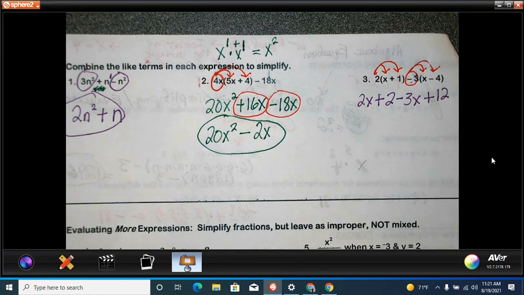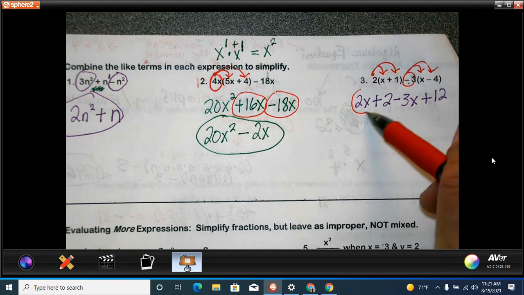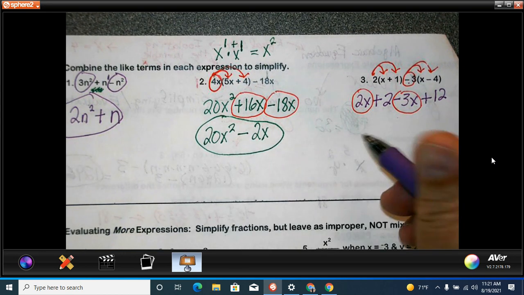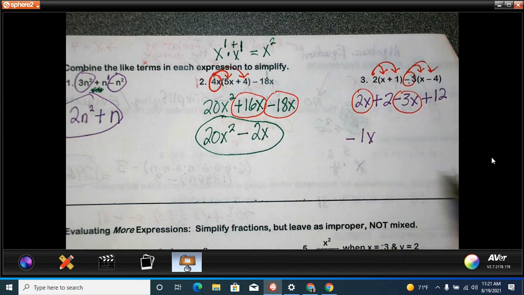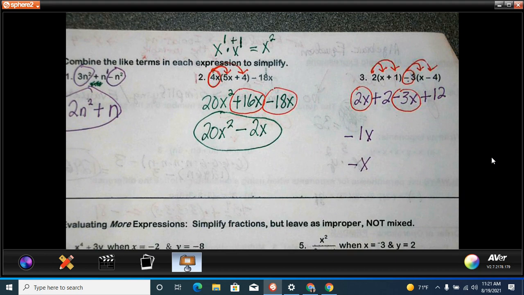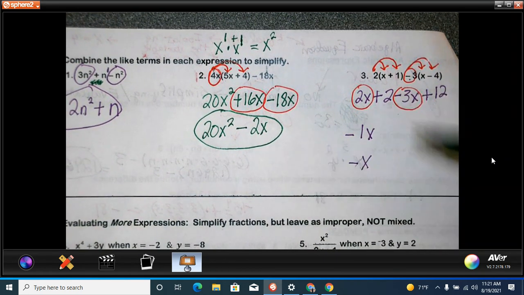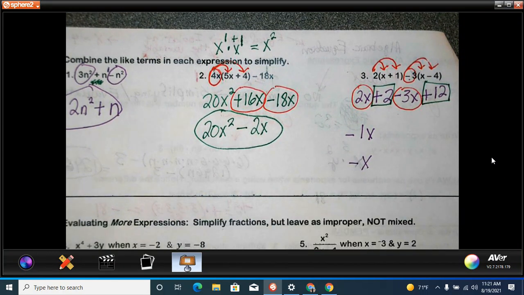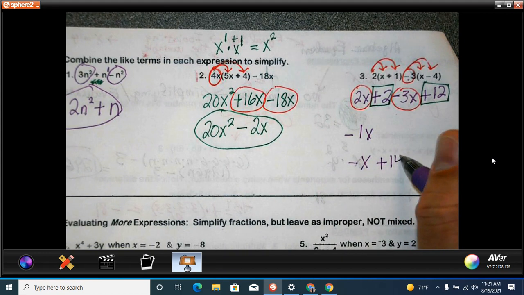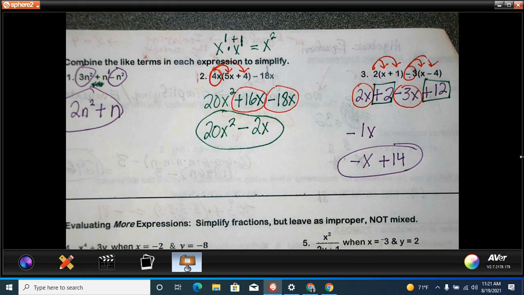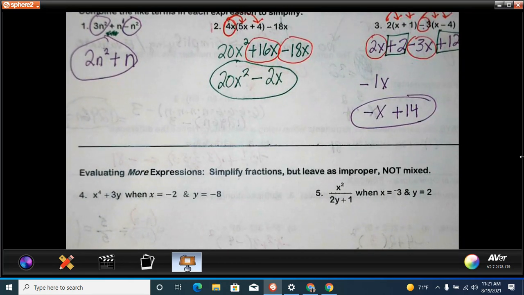I do have like terms now. I've got the 2x and the minus 3x. I get a minus 1x. I'm going to use just minus x. If you put minus 1x in there, that's completely fine. Then I've got the plus 2 and the plus 12, which gives me plus 14. Okay. Questions, comments, concerns? Just throw them out there if you have them.